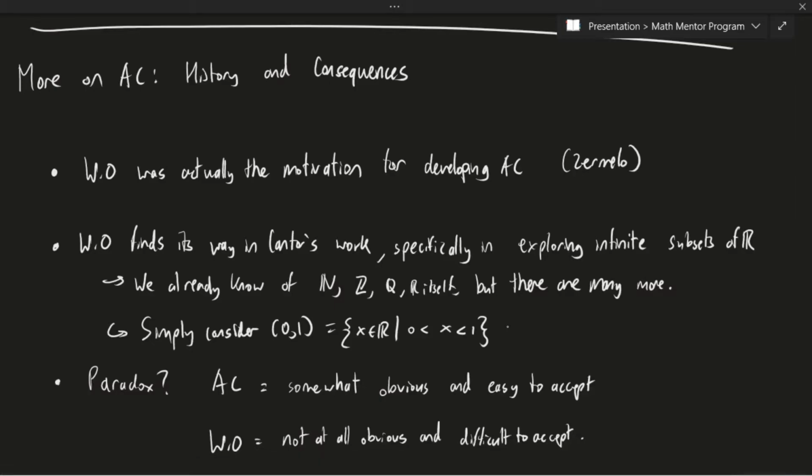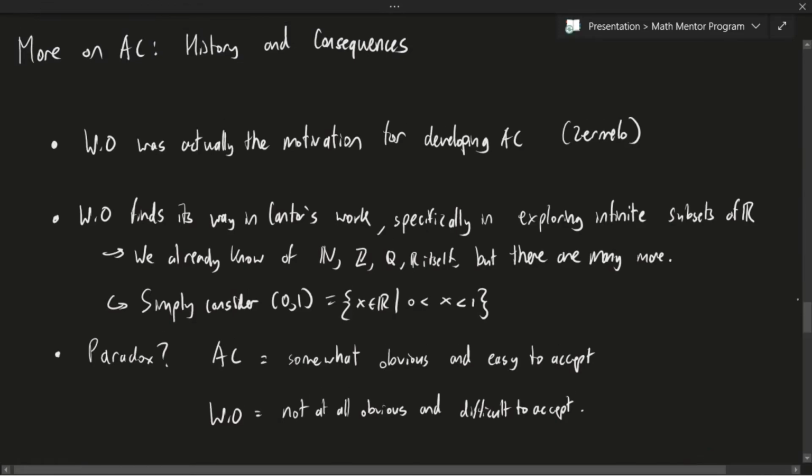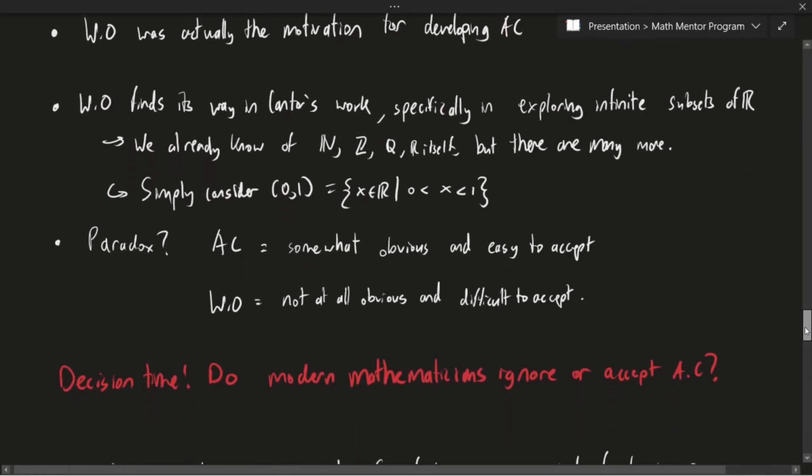Now, one might look at this as a bit of a paradox, because we have AC, which is somewhat obvious and easy to accept, and WO, which is not at all obvious and can be quite difficult to accept. The reason this is so annoying is because WO, the thing that we wanted to prove, is not provable through any of the other 9 axioms, and neither is AC, but AC for some reason is a lot easier to accept and yet is equivalent to WO. This is quite concerning and it bothered people for a very long time.